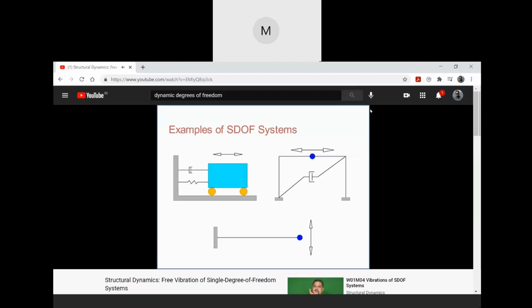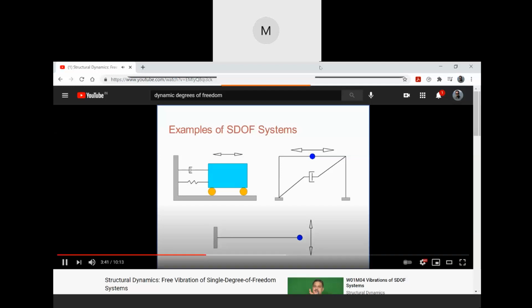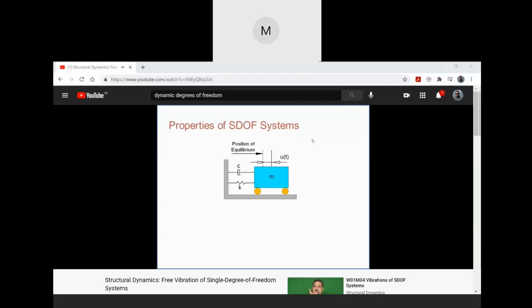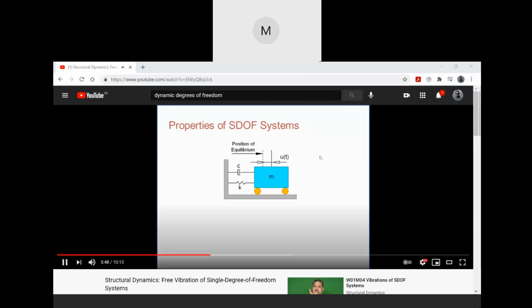A third system is a cantilever whose mass is assumed to be concentrated at its free end and is allowed to deform only in the vertical direction. The formulation we are going to present in this lecture can be used with all these systems. Let's examine the car, which is an example of a single degree of freedom system.